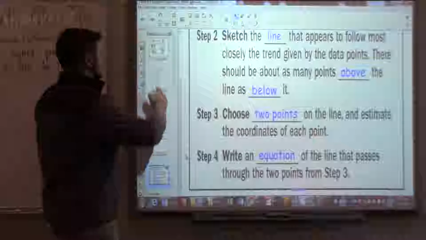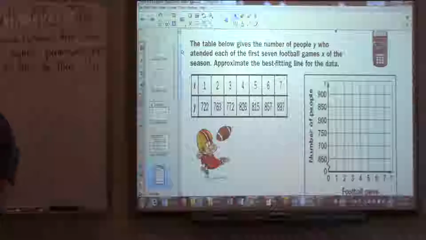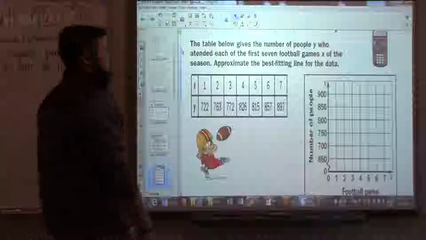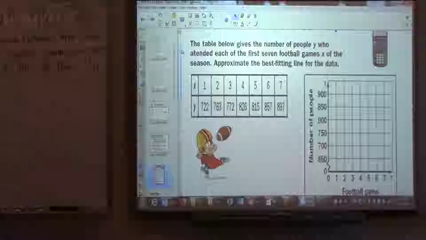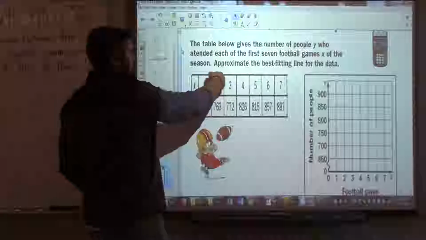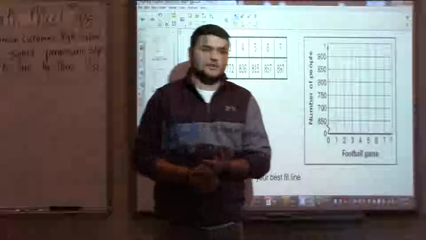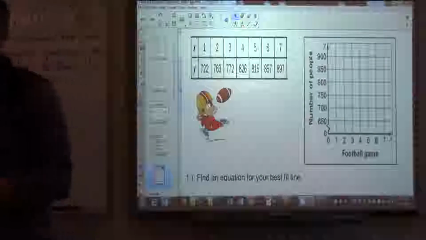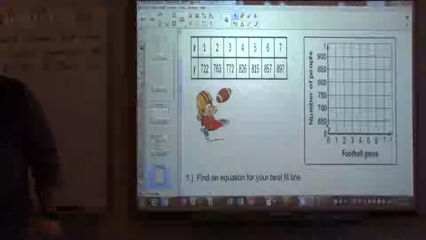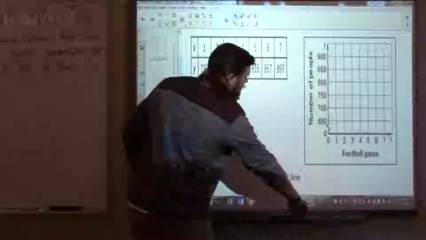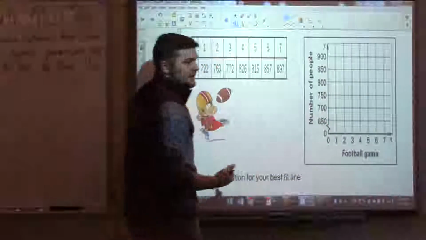Alright, let's roll. First problem. The table below gives the number of people Y who attended each of the first 7 football games X of the season. Approximate the best fitting line for the data. So we're given a bunch of data about how many people attend each football game. We have a graph over here. It's already labeled for us, already set up. All we do is step 1. What was step 1? Draw a scatter plot. So I'm going to take my values from over here and plot them on my graph.